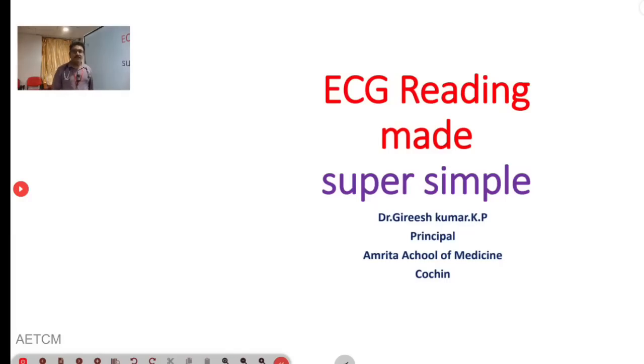Today we are going to discuss ECG in the emergency room, how to read ECG in the emergency room. You know that ECG is one of the most important tools in the emergency room. Not only in cardiac diseases, there are a lot of other diseases, like electrolyte imbalance. In all these conditions we can use ECG as a tool.